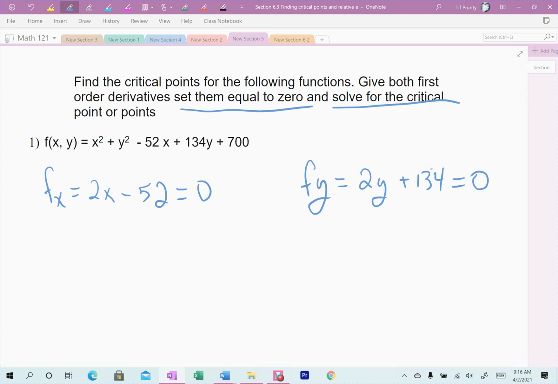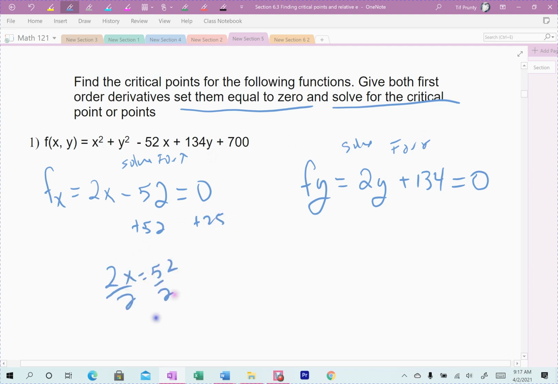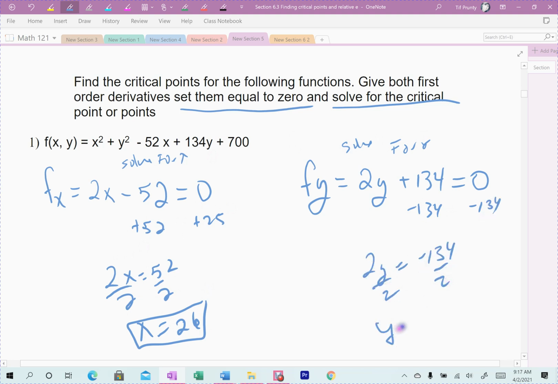Now this is the special case. It's not a system of equations because there's only an x term in the first and there's only a y term in the second. So in this case, I just solve each individual equation for the variable I'm looking for. The first equation has the x, so I solve for x, and this one I solve for y. I add my 52, and so I get 2x equals 52, divide by 2, and so my x value in my critical point is 26. Do the same thing for y. So y comes out negative 67, and there's my critical point.